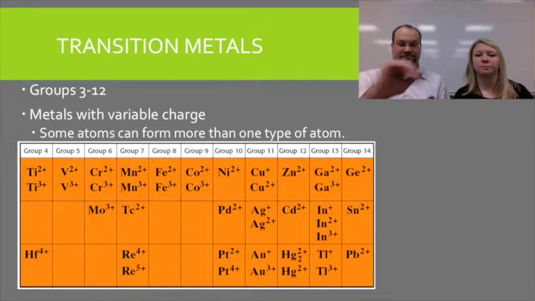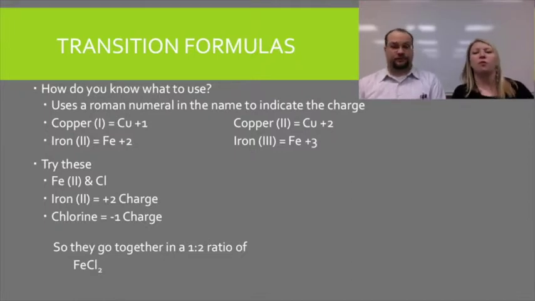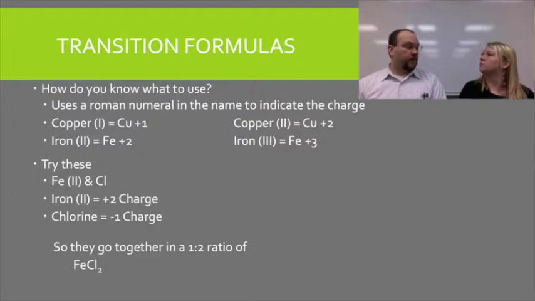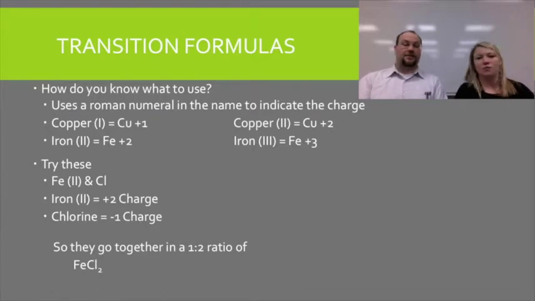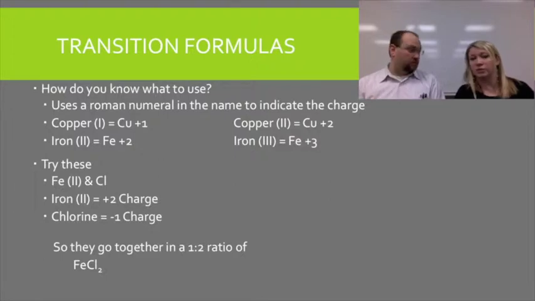So how do you know which one to use is the question. There are 2 of them. In the case of when they give you the name, they will write it with a Roman numeral indicating what the charge is. For example, copper 1 is copper with a +1 charge. Iron 2 is a +2 charge. Same thing over there: copper 2 is +2, and iron 3 is going to be +3. So the hardest thing is knowing your Roman numerals up to like 5.